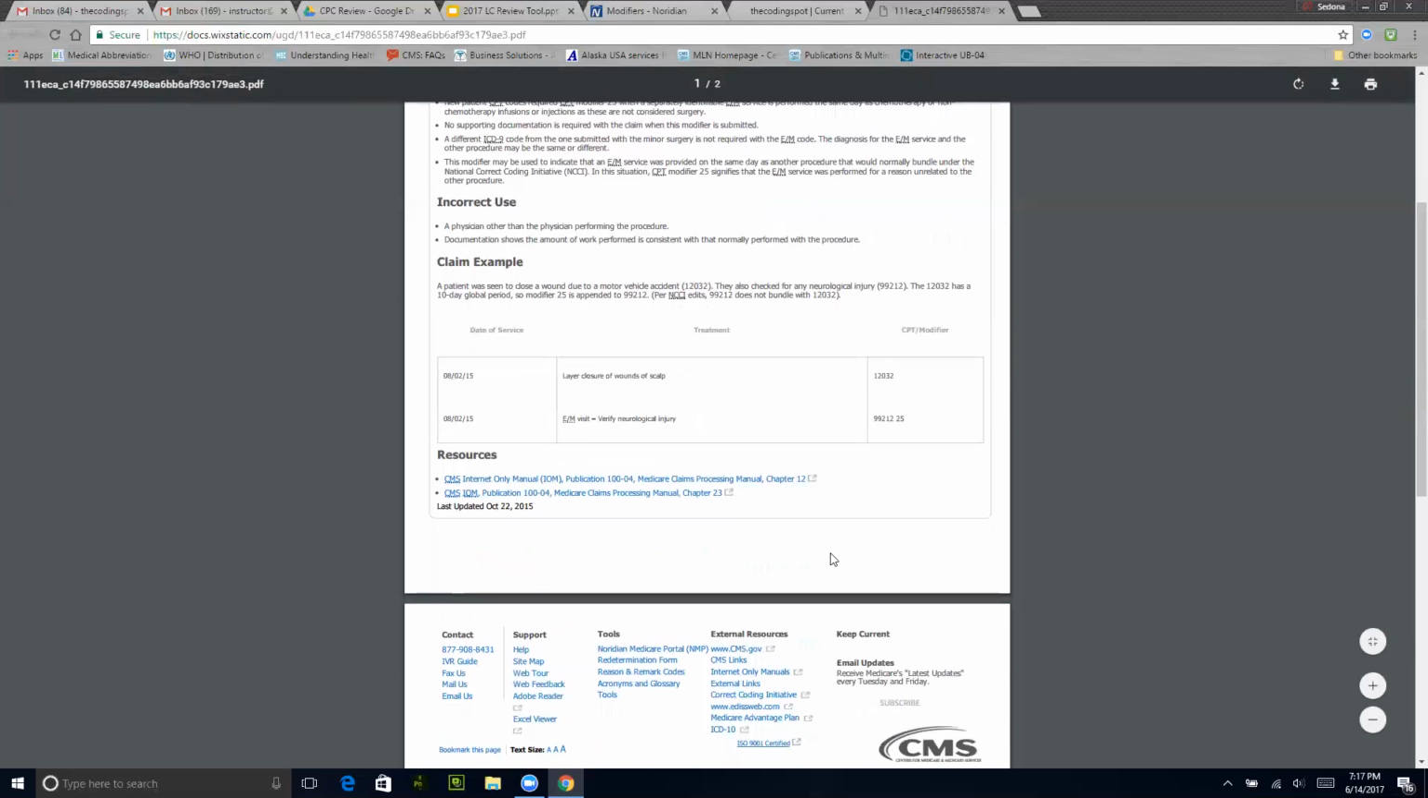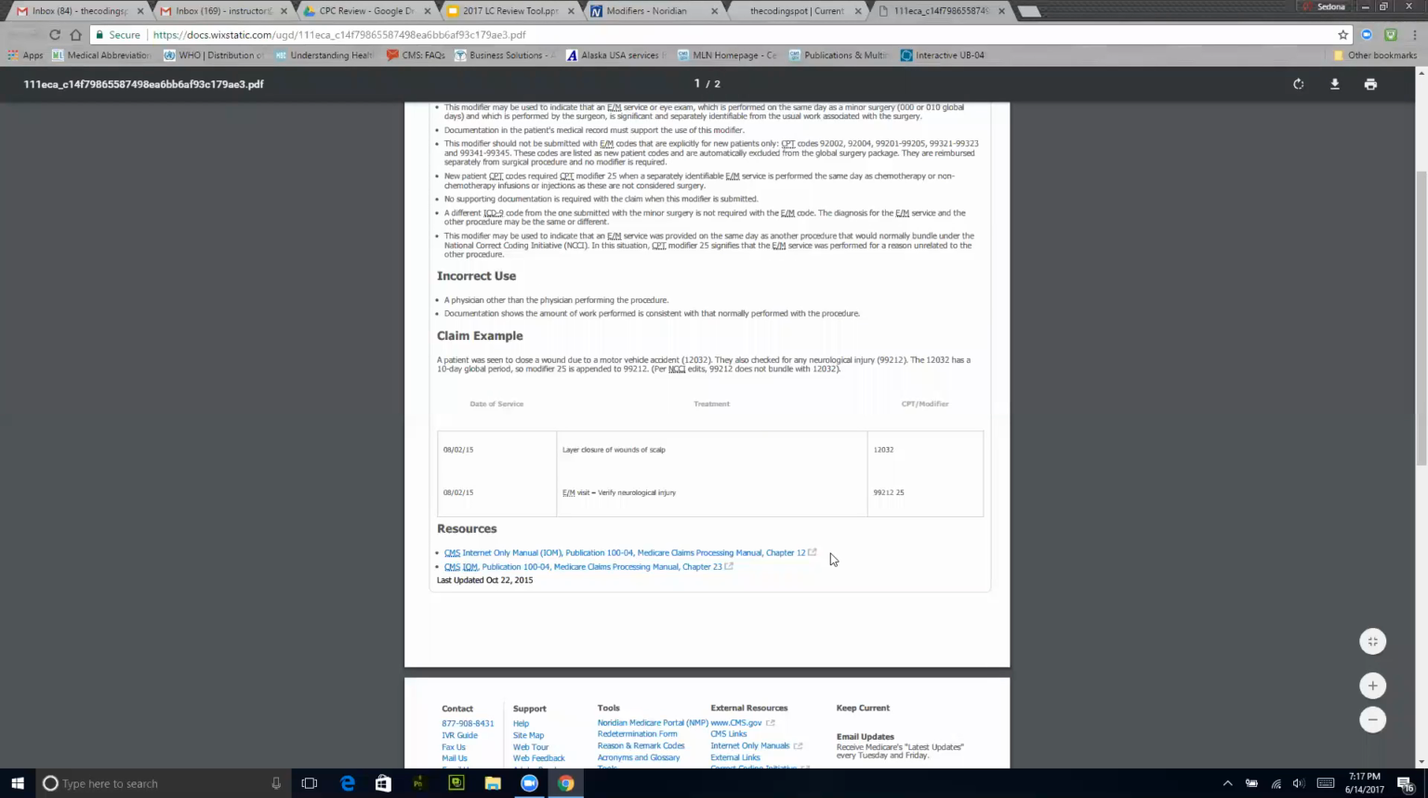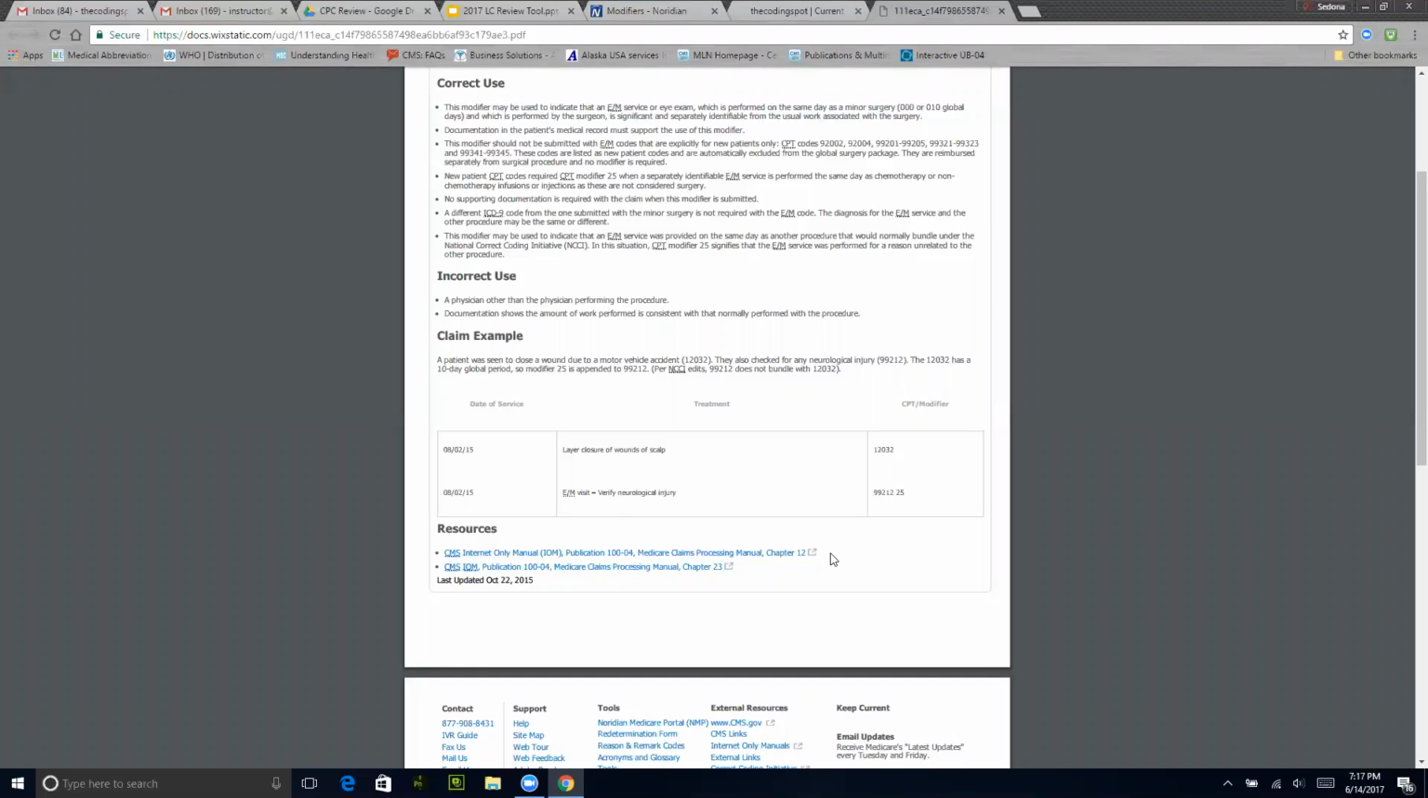Another thing that I love about these Noridian examples is it gives us actual claim examples. So a claim example here is: the patient was seen to close a wound due to a motor vehicle accident, 12032. So it's giving us that CPT code. And if you look it up, you can just go to your surgery section. 12032 in your CPT book is repair, intermediate, and it is 2.6 centimeters to 7.5 centimeters.